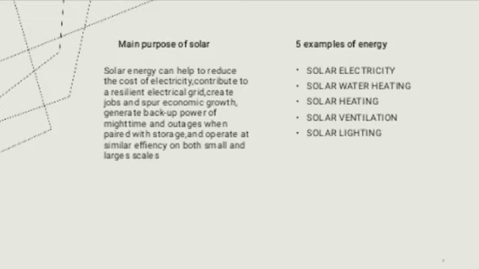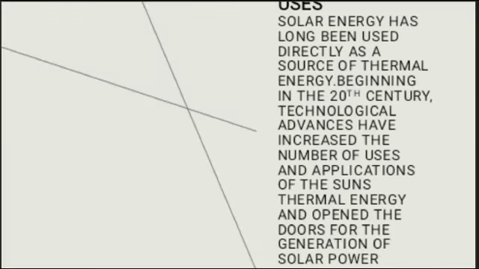Examples of solar energy use: solar electricity, solar water heating, solar ventilation, and solar lighting. Solar energy has long been used directly as a source of thermal energy, beginning in the 20th century. Technological advances have increased the number of uses and applications of the sun's thermal energy, and opened the door for the generation of solar power.